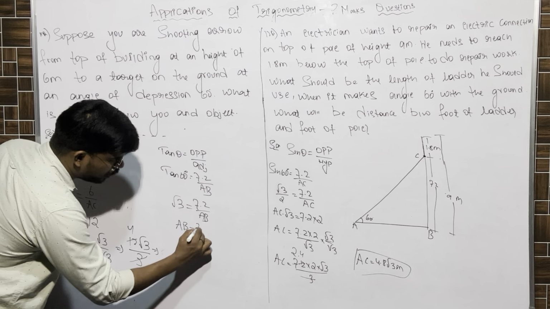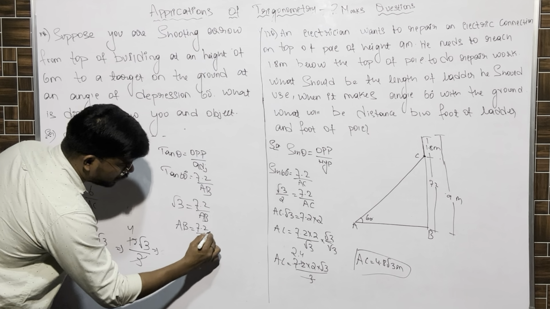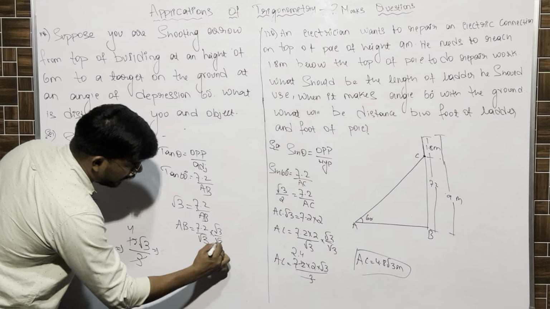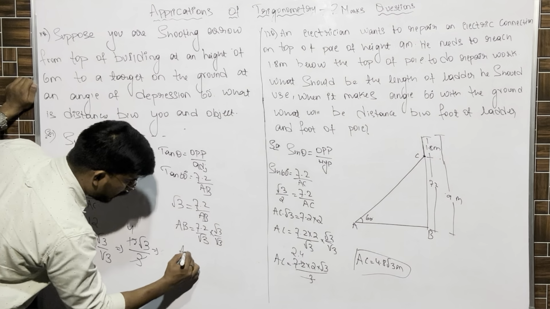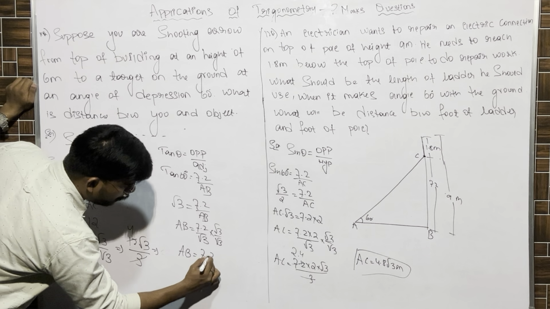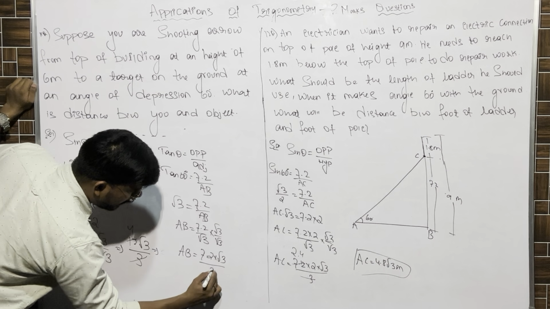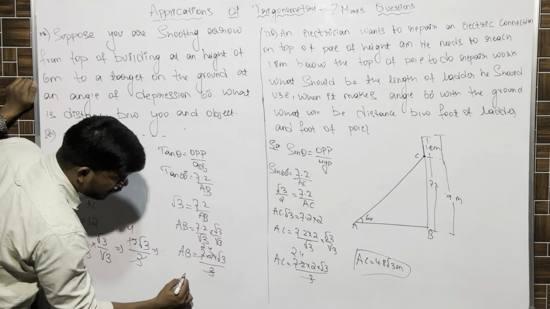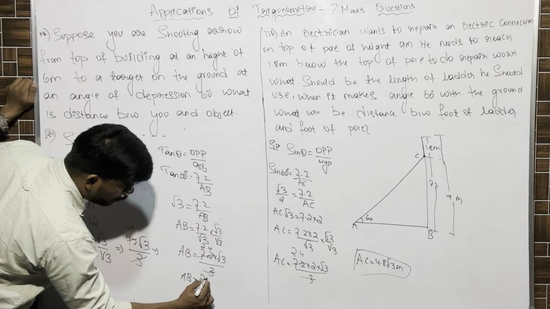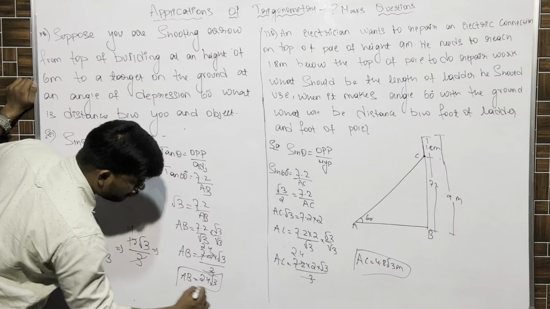AB is equal to 7.2 by root 3, into root 3 by root 3. We cannot leave root 3 in the denominator. That's why into root 3 by root 3. AB is equal to 7.2 into root 3 divided by 3. Again same, it is 2.4. AB is equal to 2.4 root 3.